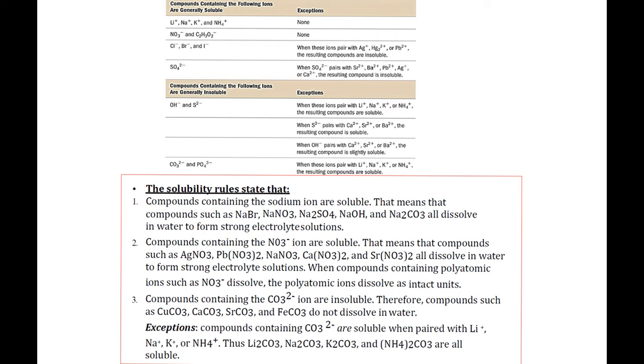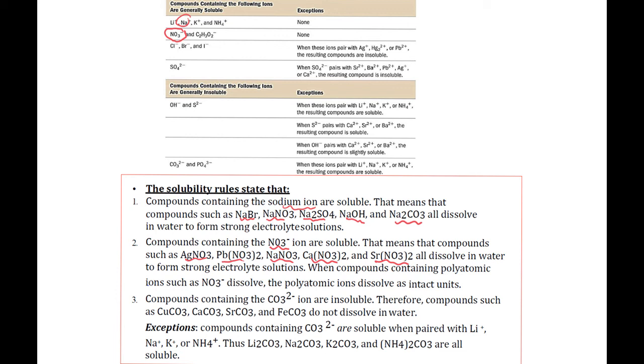Looking at the solubility rule, you will distinguish that compounds containing sodium ions are soluble. That means that sodium bromide, sodium nitrate, sodium sulfate, sodium hydroxide, sodium carbonate are all dissolved in water and form solutions. Compounds that contain nitrate are also soluble, because all nitrate salts are soluble. Silver nitrate, lead nitrate, sodium nitrate, calcium nitrate, strontium nitrate are all soluble in water.